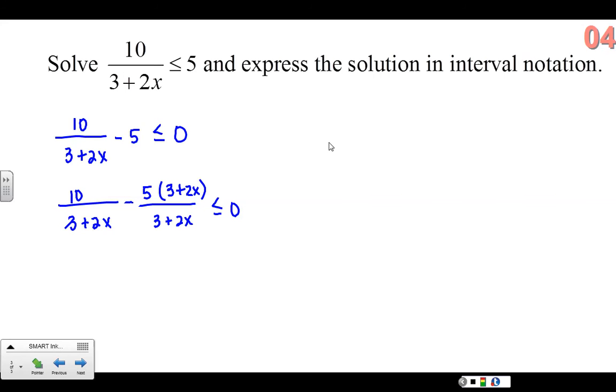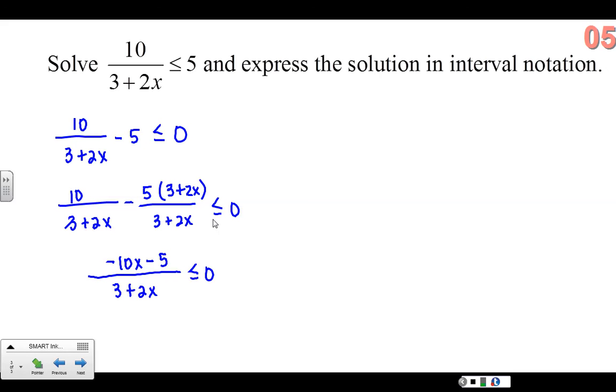So on top, we'll have to combine stuff, but our common denominator is 3 plus 2x. So on top, let's see what we get. You get 10 minus 15, so that's negative 5. And then negative 5 times 2x would be negative 10x. So that's negative 10x minus 5 when you combine everything on top.